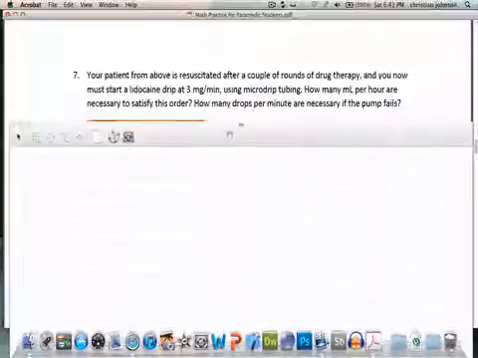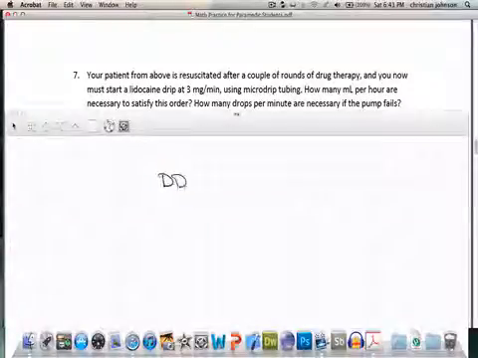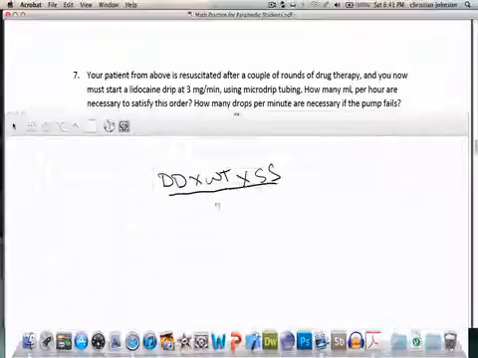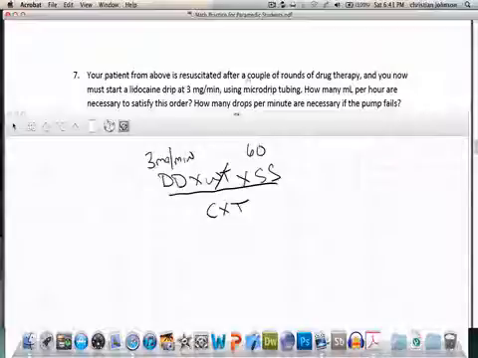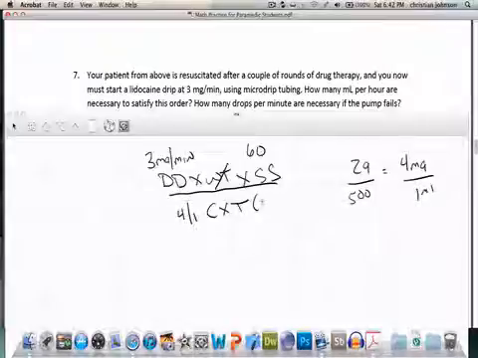All right, so my formula is desired dose times weight times solution set over concentration and time. Well, my desired dose would be 3 milligrams a minute. I don't need weight. My solution set is a 60 drop set because it's asking for micro tubing. My concentration, well, I mixed 2 grams in a 500 bag, which gave me a concentration of 4 milligrams to 1 ml. So there goes 4 over 1. And then our time would be every minute, or we don't need it. Kind of a moot point. So 3 times 60 is 180.